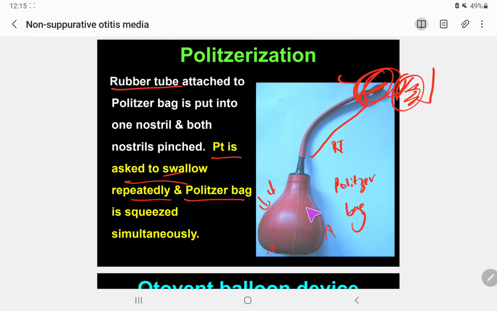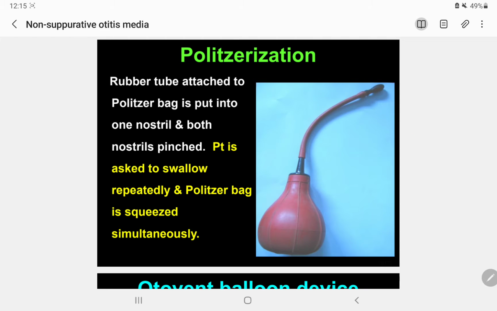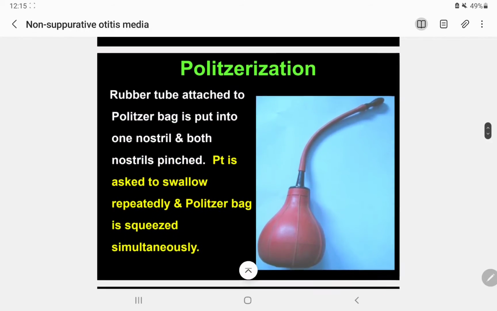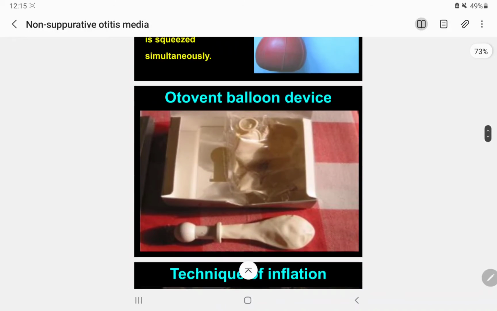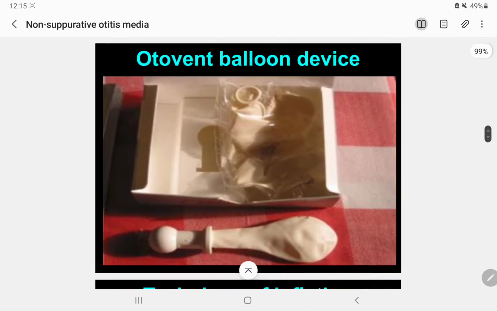So this is like a push device, like they use to clean cameras. That can help for otitis media with effusion. So that is the technique of use. And this is the Autovent balloon device.